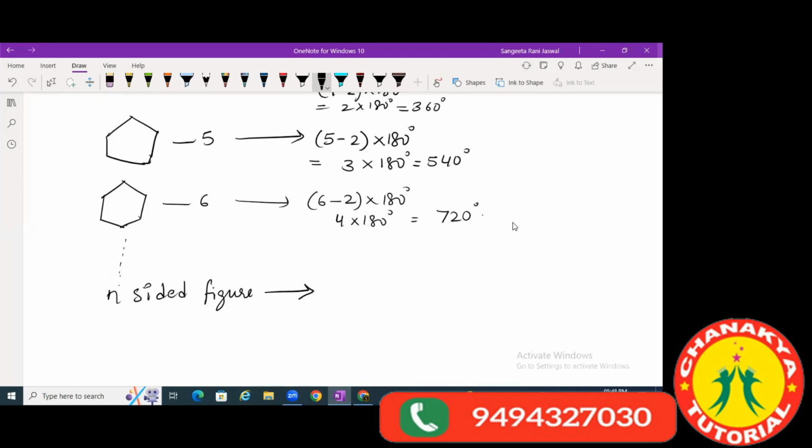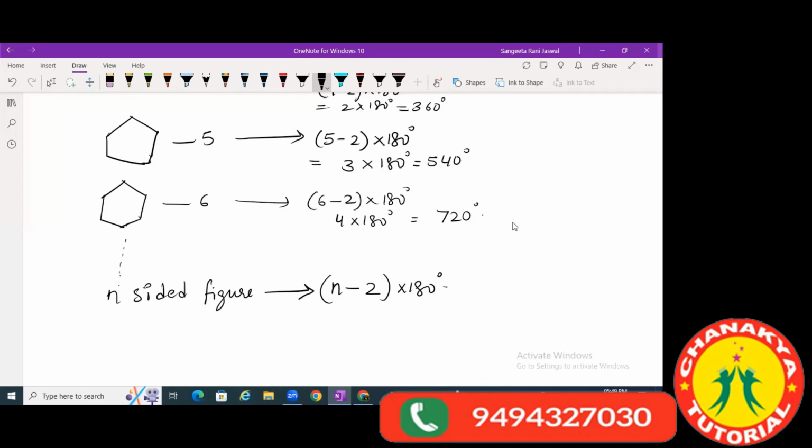Now, suppose you take any n-sided figure, then your formula becomes n minus 2. N is what? The sides of a figure, no? So n minus 2 into 180, this is what your formula becomes. Did you understand this? Yes, ma'am. N is the sides of the figure.